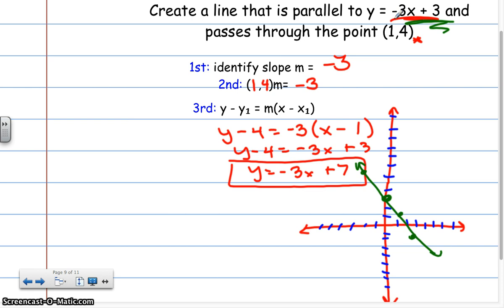Okay, so we're at 3, 4, 5, 6, 7. So that's that, and then I go down 3 over 1, down 3 over 1, and it looks like they are parallel. So those are two parallel lines. You can always graph it and check to make sure that you did create the right one, but you really only need to compare the slopes. The slopes are what is the important thing.